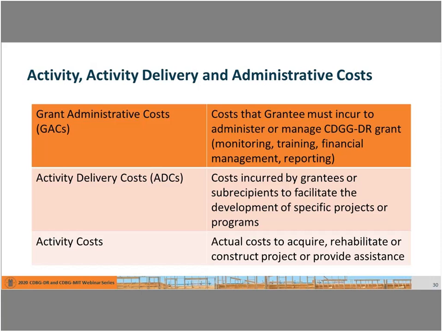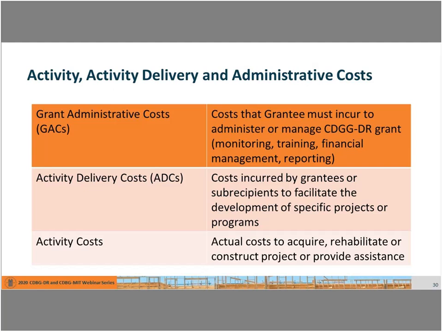There are 3 categories of activities. The items you see here under grant administration are typically the only activities that must be charged to admin. So that's monitoring, training, financial management, and reporting. Many grantees tend to charge all of their costs to administration when many of these costs are legitimately activity delivery for a program. For example, staff time devoted to program policy and procedure development for a housing rehab program is an activity delivery for that program.